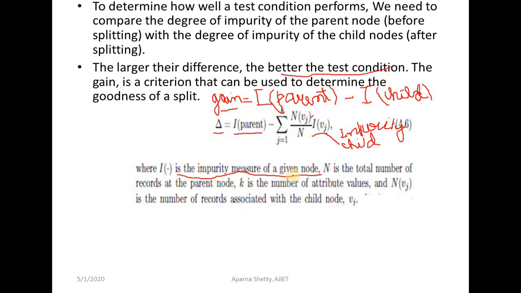I is the impurity measure of the given node. Here I of parent is the impurity of the parent. I of Vj is the impurity of the child node. N is the total number of records at the parent node. K is the number of attribute values. And n of Vj is the number of records associated with the child node Vj. So this is how we will be calculating the gain. Please remember this formula. Using this formula we will be calculating the gain.